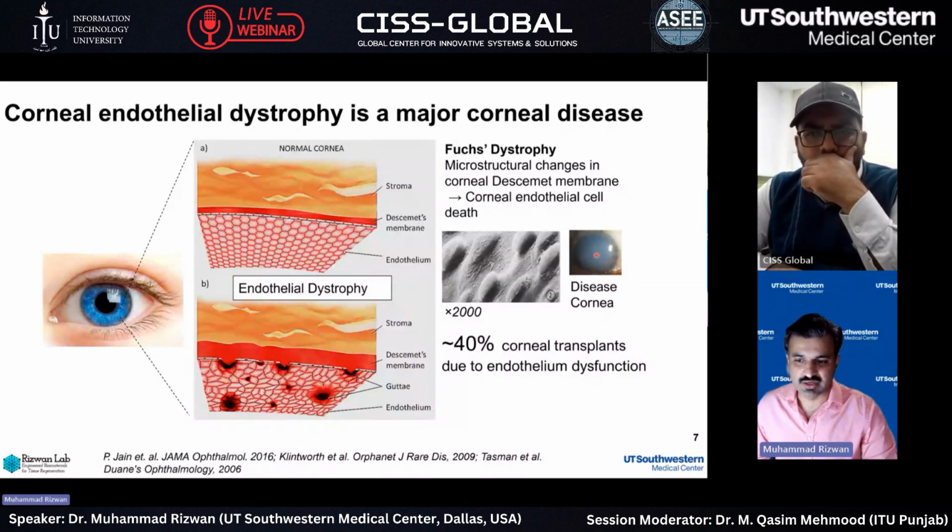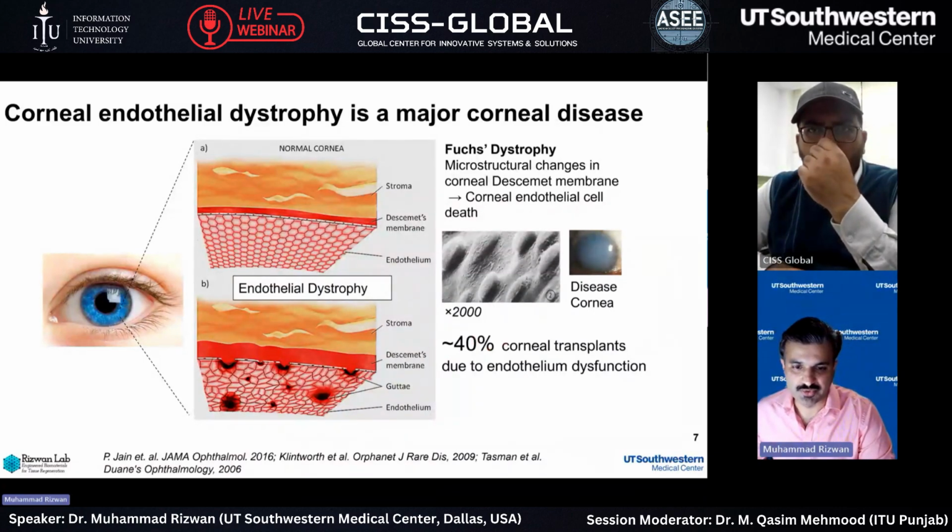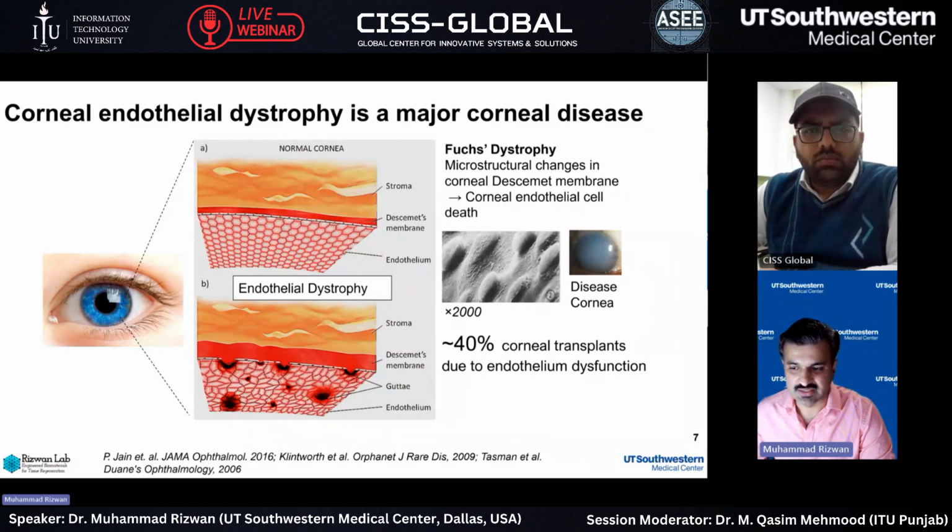There could be other reasons, but almost 40% of corneal transplants are performed just because this layer is damaged. This single sheet of cells is damaged, and these cells cannot grow again. And this damage happens because on the posterior side of the cornea, these bumps or microstructures start to appear that eventually cause the cell death. So how do we fix this issue? Currently, there is no medicine to fix this issue.